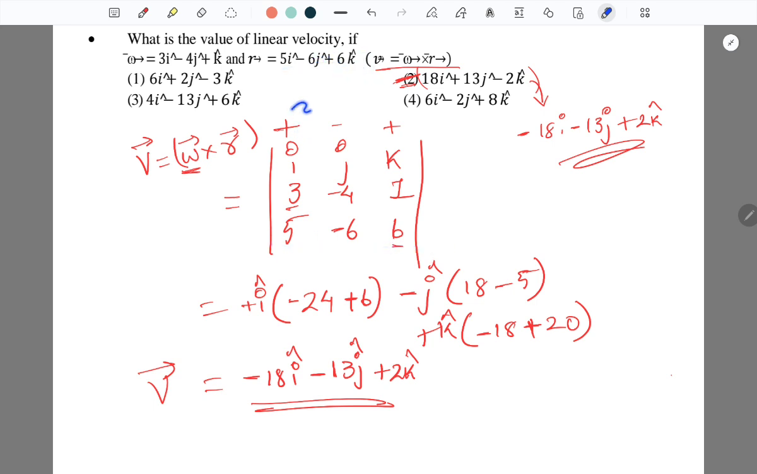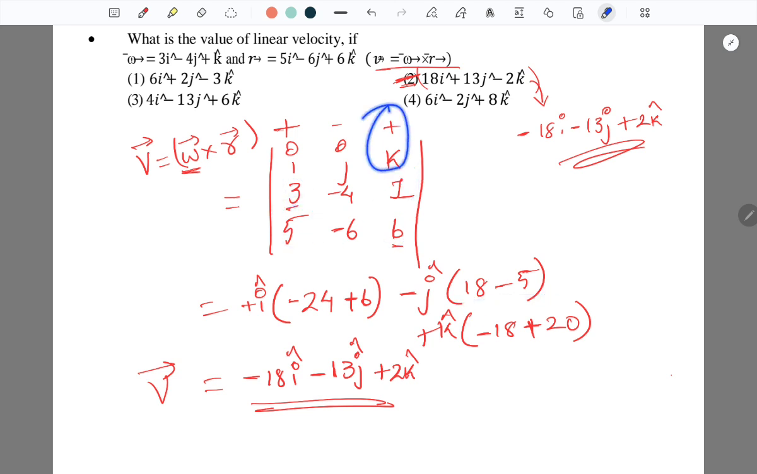Now how will we solve? First we'll write the first term, plus i cap multiplied by these terms, minus 4 into 6 minus of minus 6 into 1. That's what we have done here. Then comes minus j cap, and for minus j this gets cancelled. We only have this and this. So how will we write? 3 into 6 minus of 5 into 1. So we get 18 minus 5.